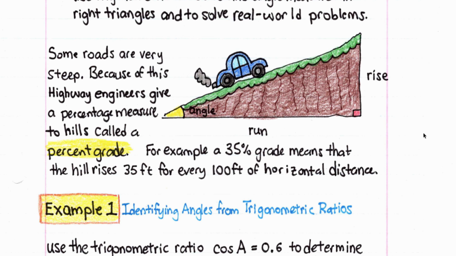Okay, so some roads are very, very steep, and because of this, highway engineers give a percentage measure to hills called a percent grade. For example, a 35% grade means that the hill rises 35 feet for every 100 feet of horizontal distance. So if you travel 100 feet horizontally, the hill will rise 35 feet. That's what a 35% grade means.